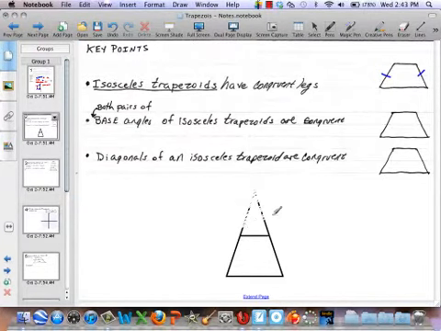XY is parallel to Y. What shape have I just created? Well, that's what type of trapezoid. So just the diagonals through it.